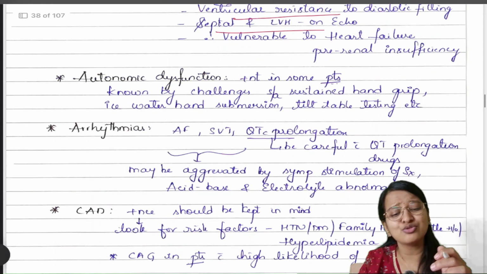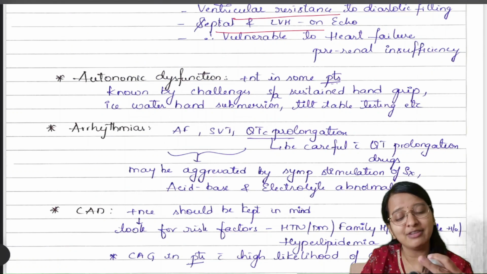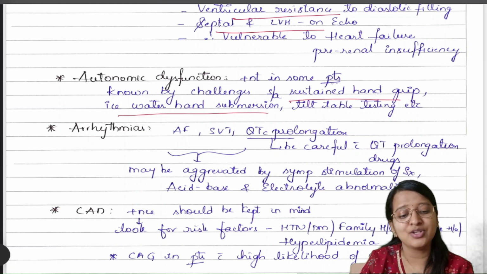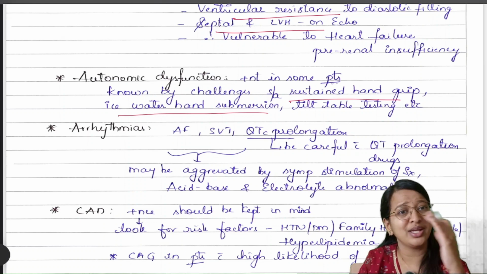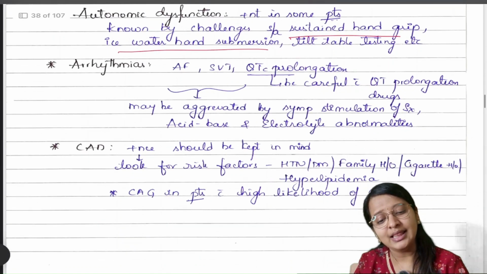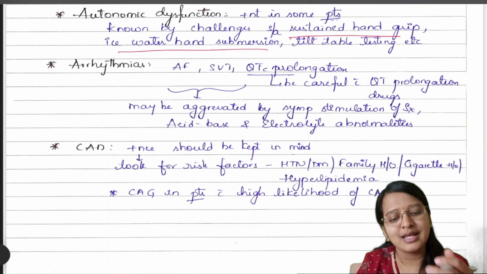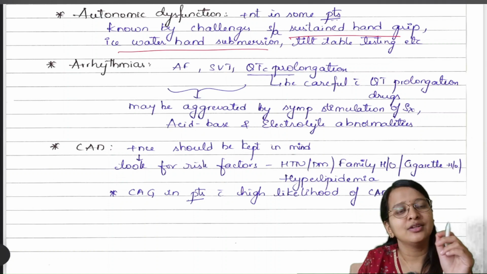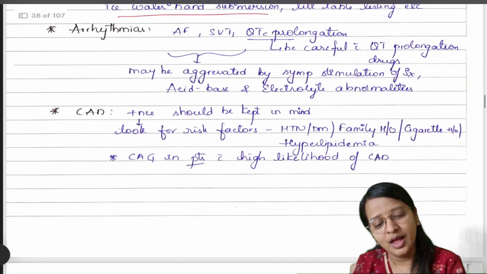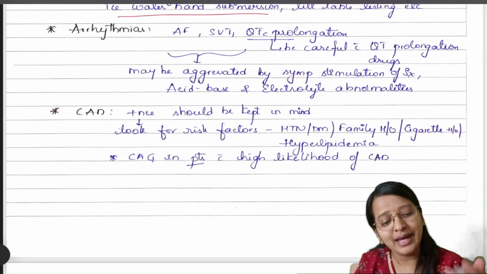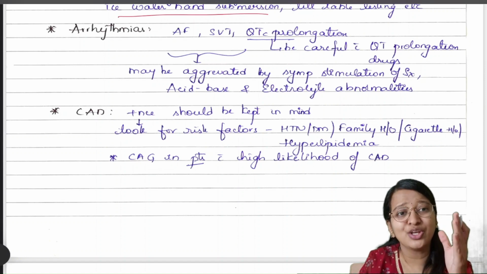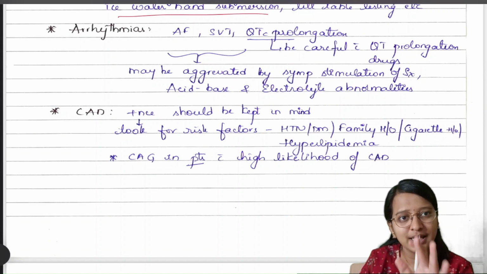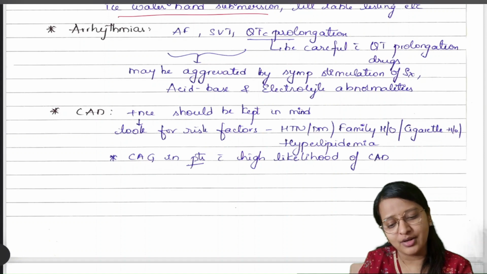failure. There is also autonomic dysfunction in these patients, and that we will know by challenges such as sustained hand grip, ice water hand submersion, tilt table testing, etc., which we'll be doing in diabetics also, right? And they are more prone for arrhythmias like AF, SVTs, and also they'll be having QT prolongation. So please be careful with the drugs which prolong QT. And these arrhythmias may be aggravated by your sympathetic stimulation during your surgery or acid-base imbalances or your electrolyte abnormalities. So please maintain all of them in a normal range.